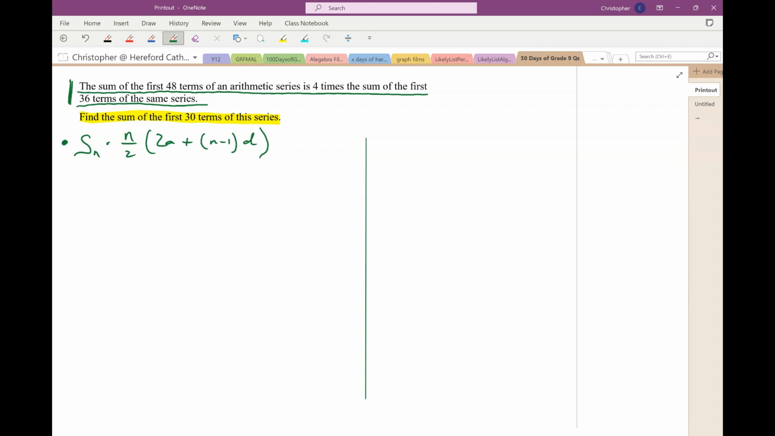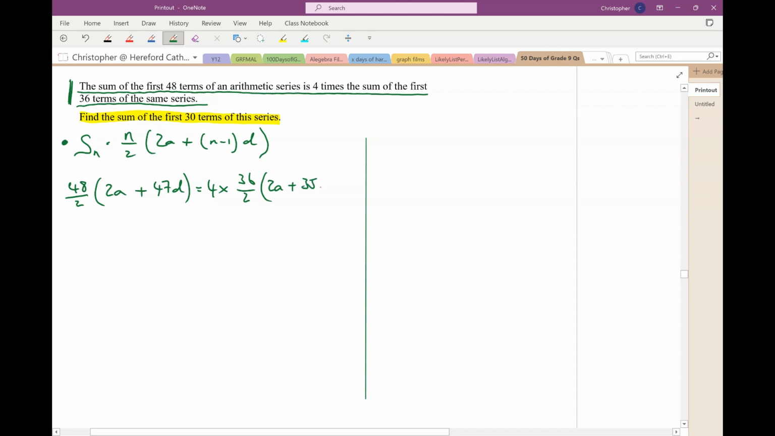So the sum of the first 48 terms in our arithmetic sequence, well, what's that going to look like? That's going to be 48 over 2 times twice the first term, well, I don't know what the first term is, plus 47 times D, and I don't know what D is. So that is the sum of the first 48 terms, and that equals 4 times the sum of the first 36 terms. Well, the sum of the first 36 terms is 36 over 2 times twice the first term, plus n minus 1 is going to be 35D.